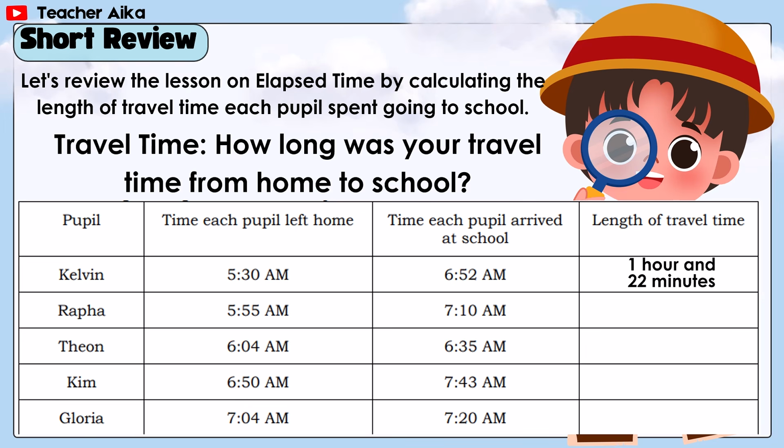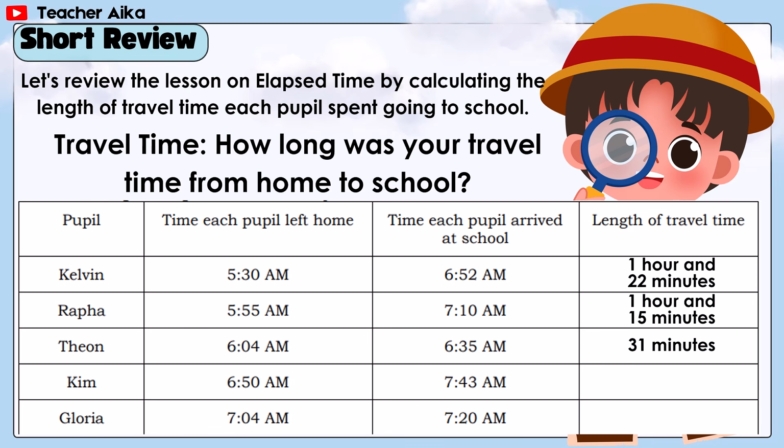Rafa left home at 5:55 a.m. Arrived at school at 7:10 a.m. Length of travel time, 1 hour and 15 minutes. Theon left home at 6:04 a.m. Arrived at school at 6:35 a.m. Length of travel time, 31 minutes.